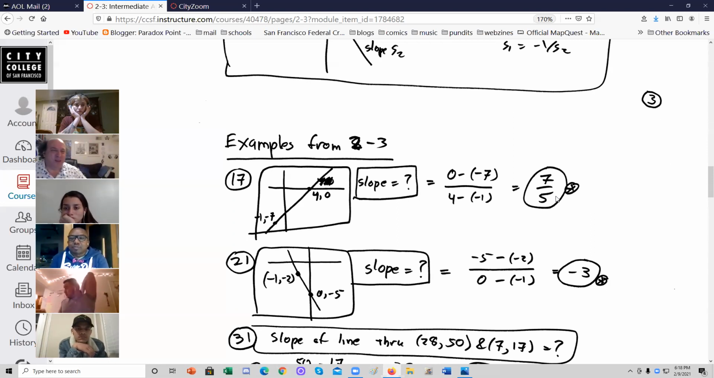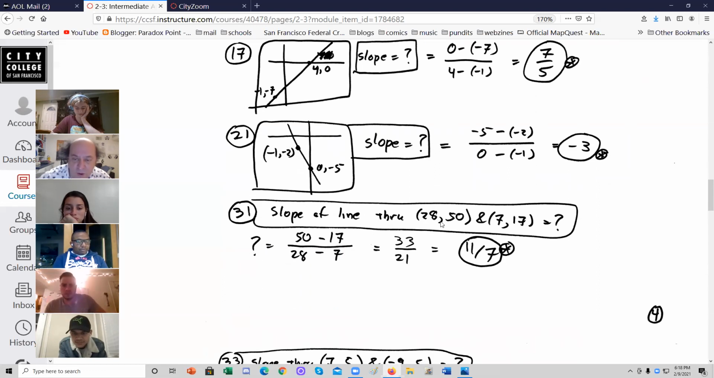I didn't want to have his butt in the screen. Anyhow, here's a point (-1, -2) and (0, -5). What's the slope? Well, y values are -5 and -2, so -5 minus -2. X values are 0 and -1, so 0 minus -1. After some arithmetic, that comes out to -3.